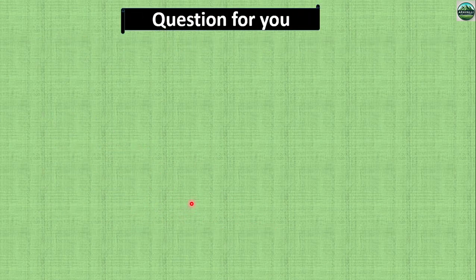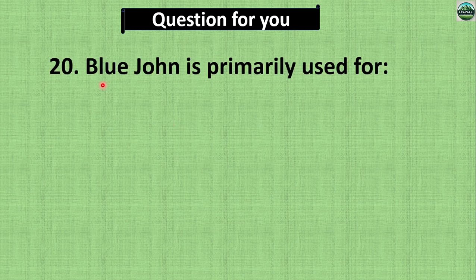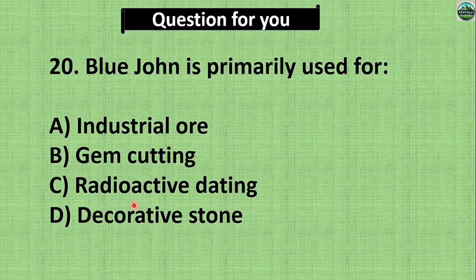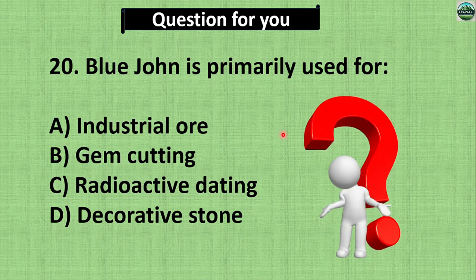Okay, now a question for you. Blue John is primarily used for industrial ore, gem cutting, radioactive dating, or decorative stone. So this is a question for you. Drop the right answer in the comment section.